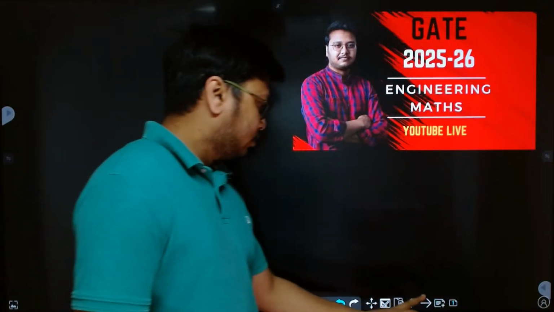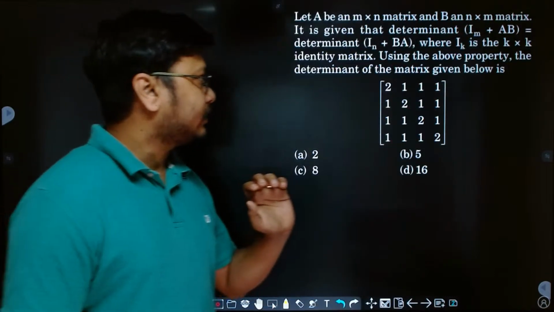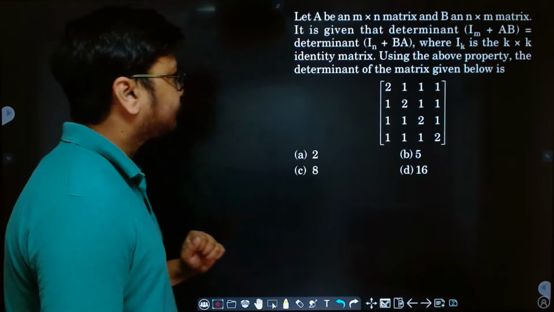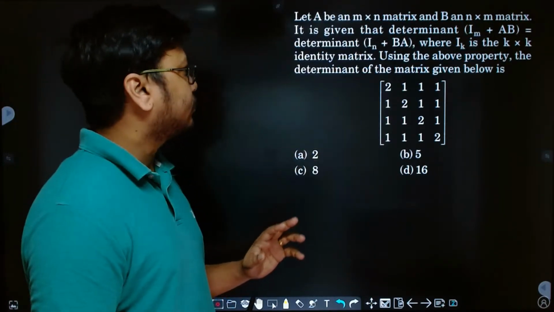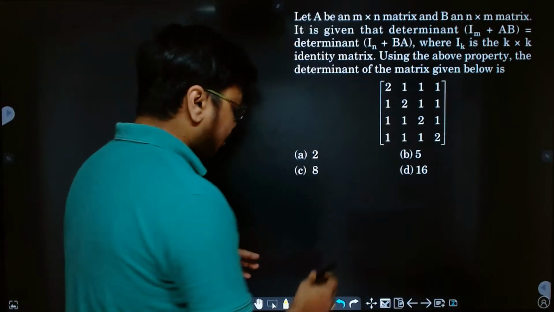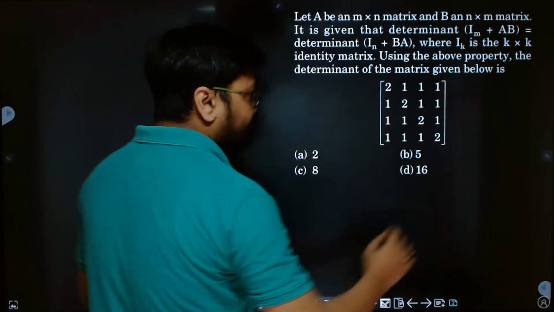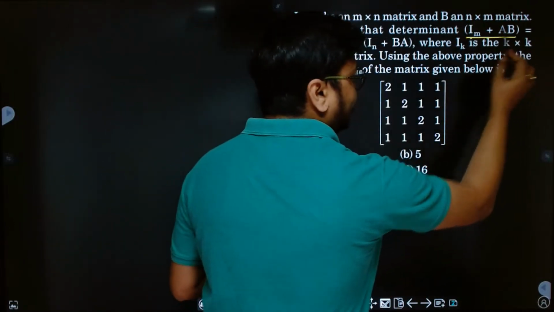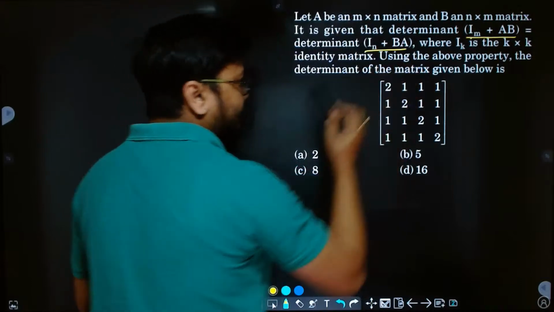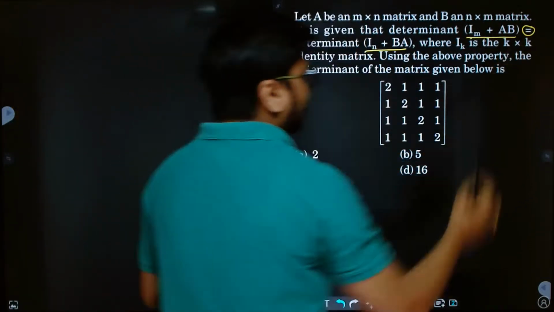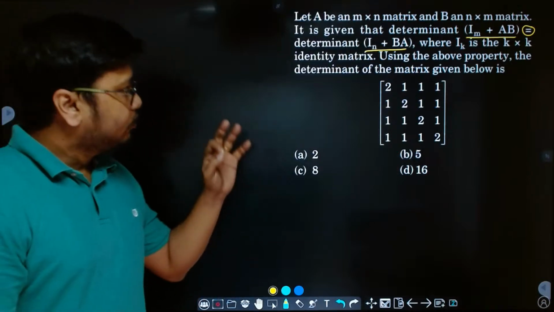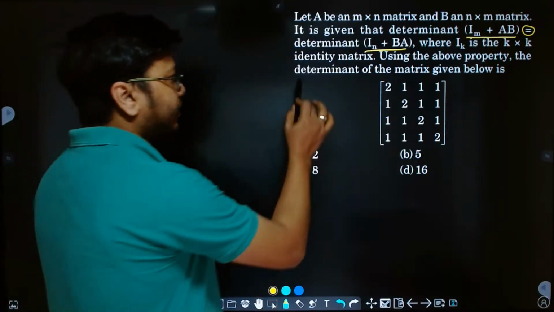Okay, so this was the question that people were facing problem with: given a matrix A of order M cross N and a matrix B of order N cross M. Now one property stated that identity plus AB and identity plus BA are both equal. Using this property, you need to find the determinant of the matrix.